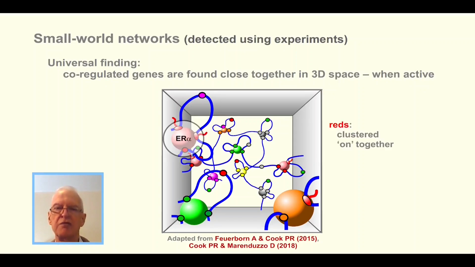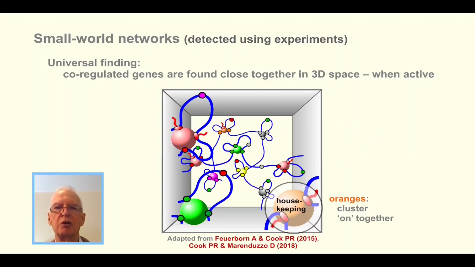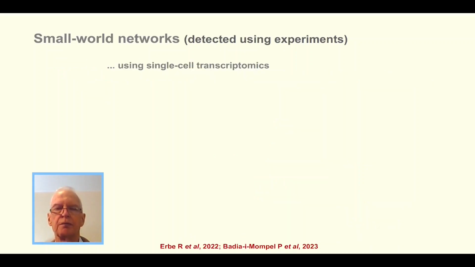In this 3D view, we imagine that the pink clusters might be on together, and there might be many of them in the nucleoplasm, and so there's a small world network of pink promoters. There's another group of orange ones, and so on. And we'll look at this now in another way.